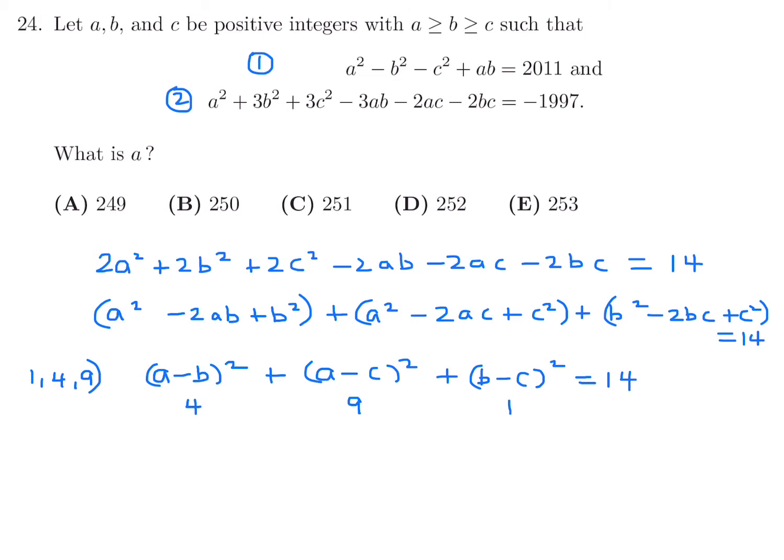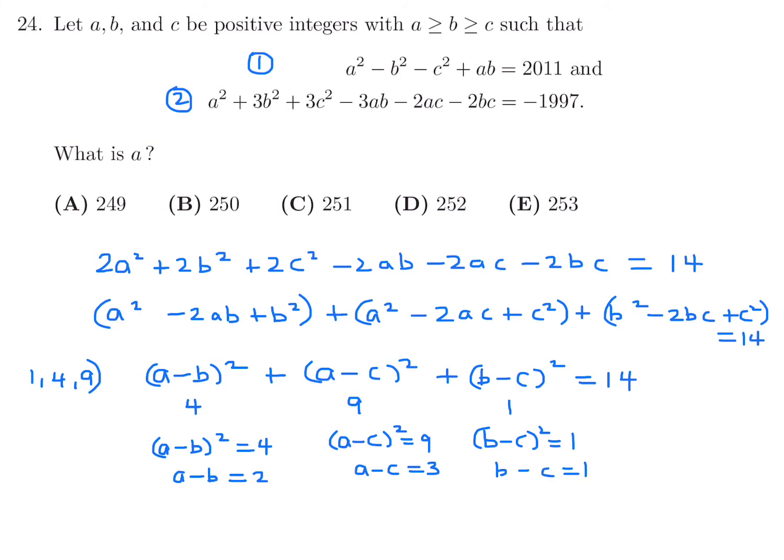So now at this point, we know that (A minus B) squared is equal to 4, and that means A minus B is equal to 2. From this next one, we get (A minus C) squared is equal to 9, and that means A minus C, if you take the square root of both sides, is 3. This one, (B minus C) squared, is equal to 1, and that means B minus C is 1. Now they're interested in A, so let's solve everything for A if we can do that. From this one, we get that A minus 2 is B, so B is A minus 2. And from this one, we get that C is equal to A minus 3.